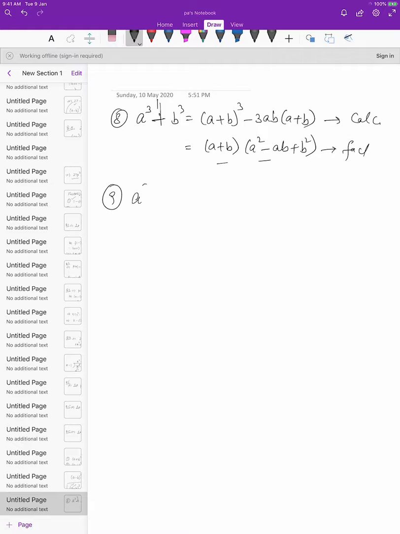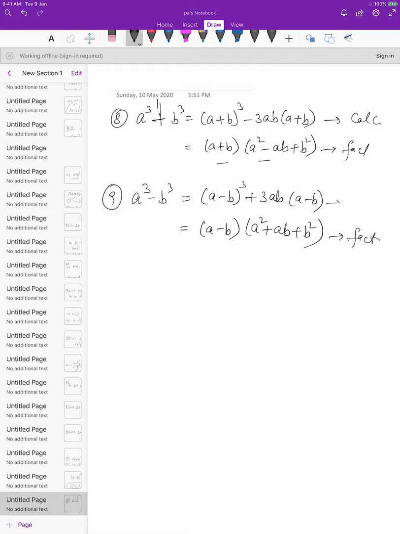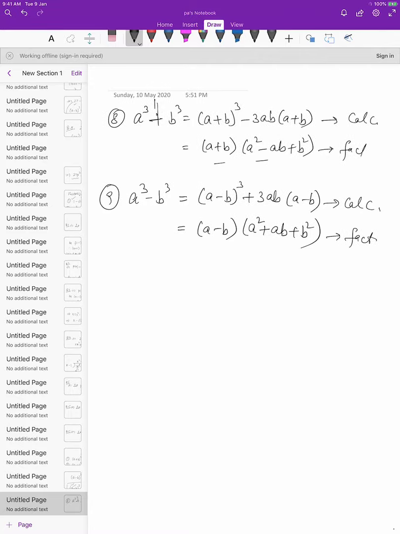The 9th identity is a cube minus b cube, which I can write as a minus b whole cube plus 3ab into a minus b, or the second way of expressing this identity is a minus b into a square plus ab plus b square. Again, this I use for factorization, and this one I use for calculation purpose. So now let us do some examples based on these two identities.